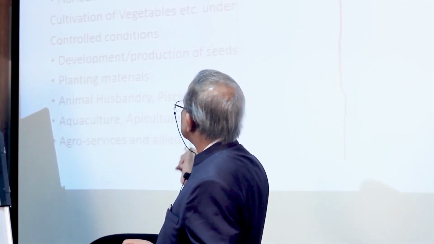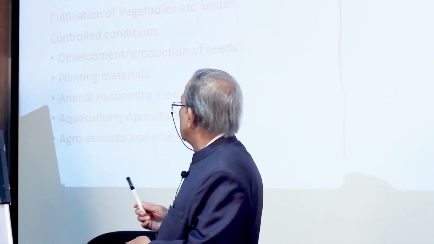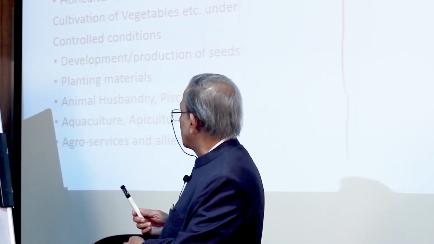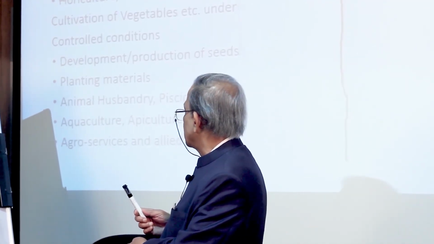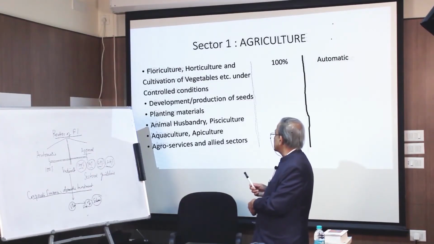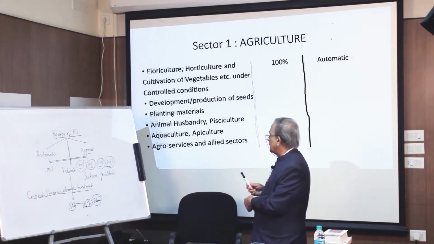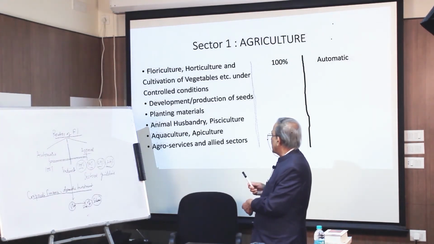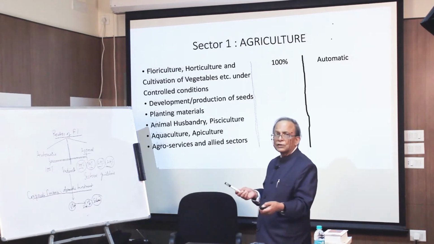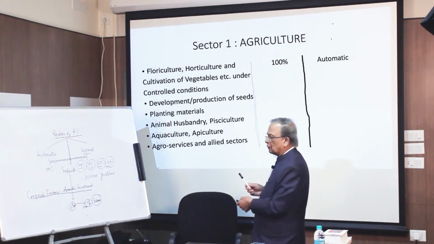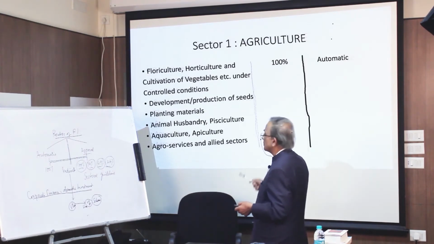Development of production of seeds, you can use foreign funding. Machines for planting materials, foreign funding is allowed. Foreign funding is allowed in animal husbandry, pisciculture, aquaculture, sericulture, apiculture. Here 100% foreign funding is possible. Agro services and allied sectors, say tomato ketchup or potato chips. These are all agro services and allied sectors, or agro industries. Here also foreign funding is allowed, and it is 100% automatic route.